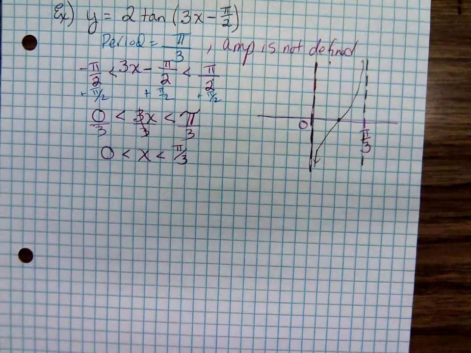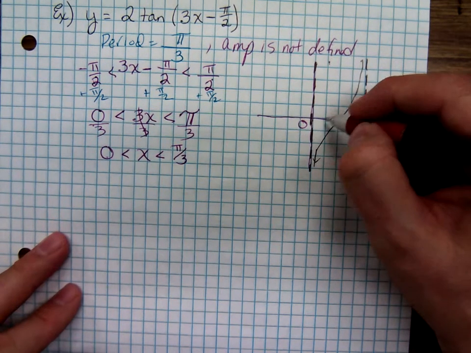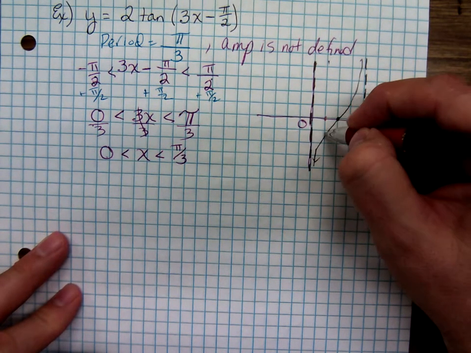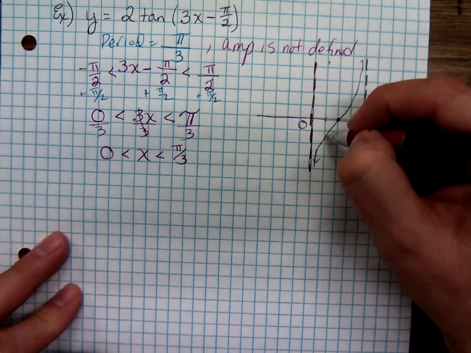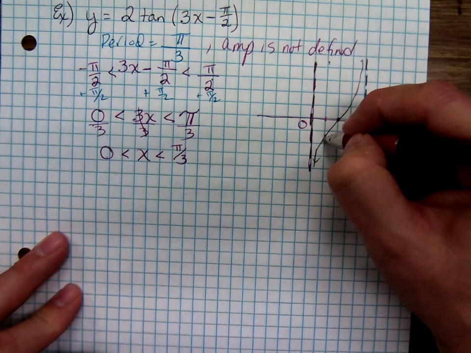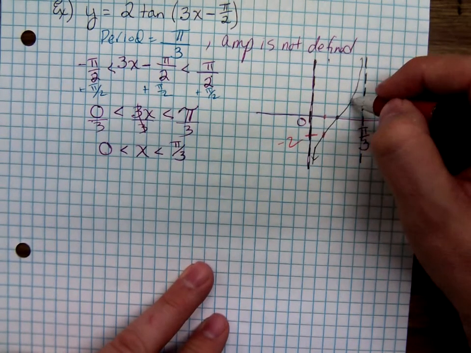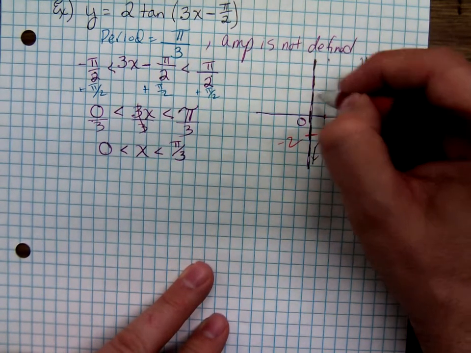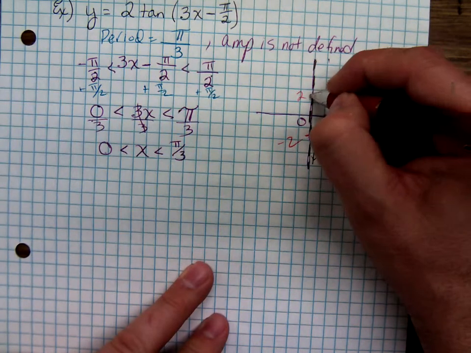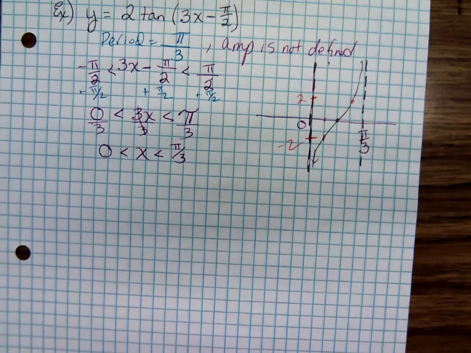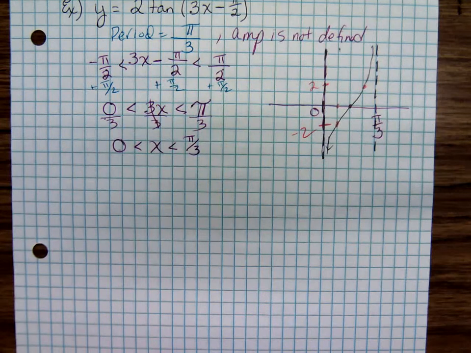In reality, I might be a little off in the sense that right here, what y value should it have? A negative 2. And right here, it should be at positive 2. It's a really good graph there.